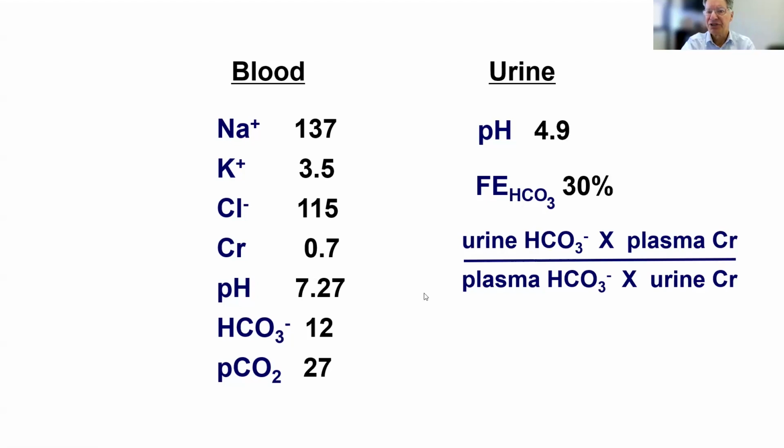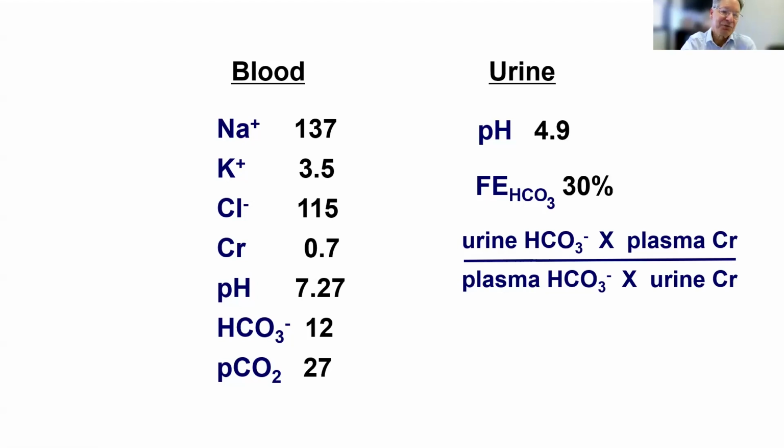Again, the fractional excretion is calculated like we calculate the fractional excretion of anything. We take the urine concentration of what we're interested in, divided by the plasma concentration of what we're interested in, times the inverse, the plasma creatinine over the urine creatinine. And what this represents is the amount excreted over the amount filtered times 100%. So it really tells you how much of what's coming through all your glomeruli ends up in the urine.